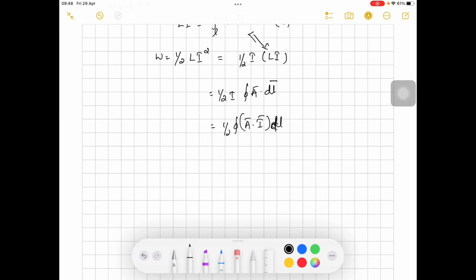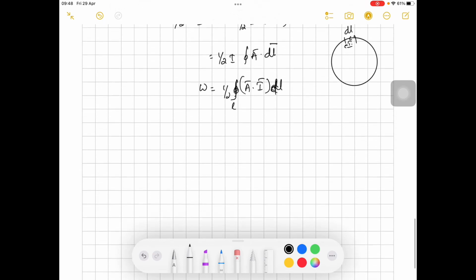Okay, so this is the expression for work done, half closed line integral A dot I dl. Since the current flows along the direction of dl, like this, if this is the circuit, if this is the closed path and dl is along this length, then current is also flowing in this direction. So dl and I are in the same direction, so you can write I into vector dl is equal to vector I dl.